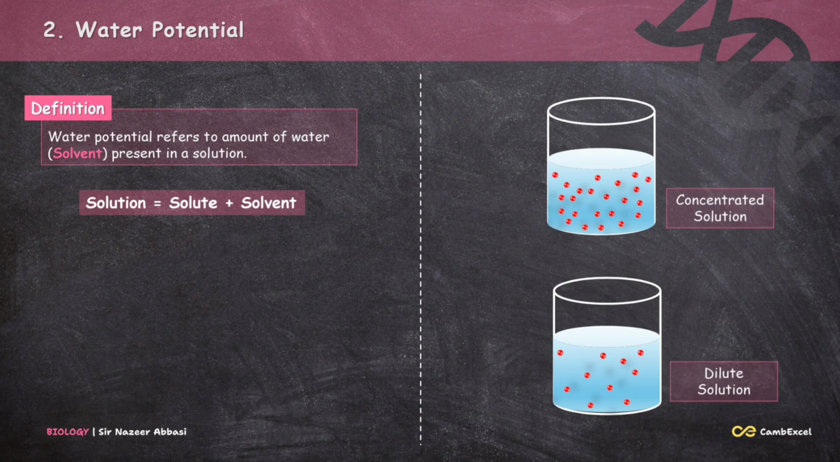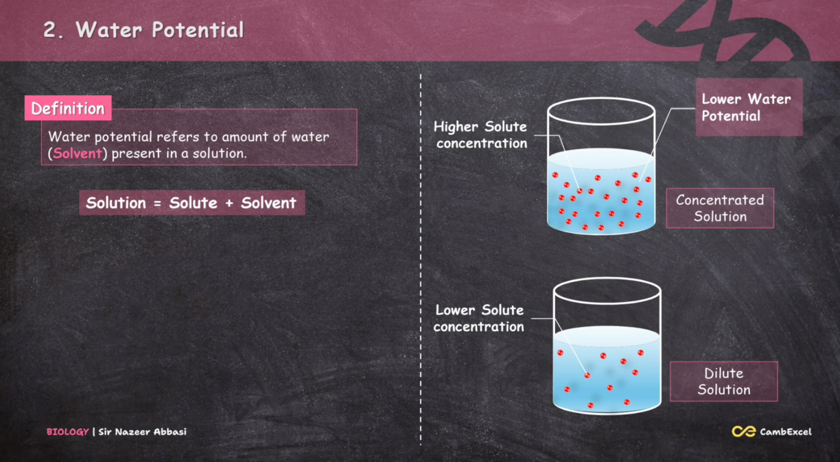One is the dilute solution and the upper one is the concentrated solution. As you can see, the concentrated solution contains a higher solute concentration, while the dilute solution contains a lower solute concentration. Look at the concentrated solution. Since it contains a higher solute concentration, relatively the amount of water will be less. So we can say that the concentrated solution has lower water potential.